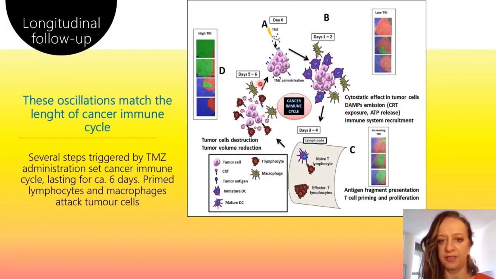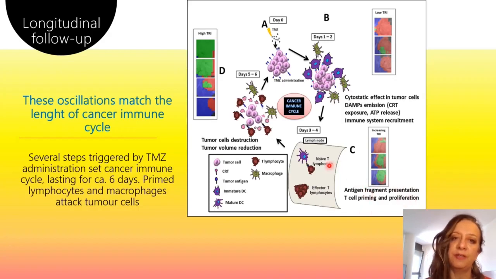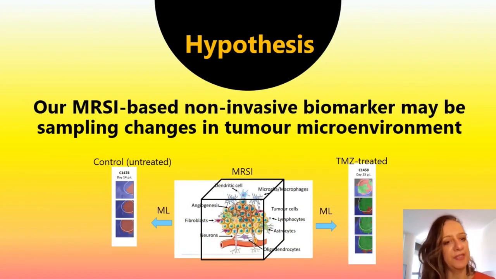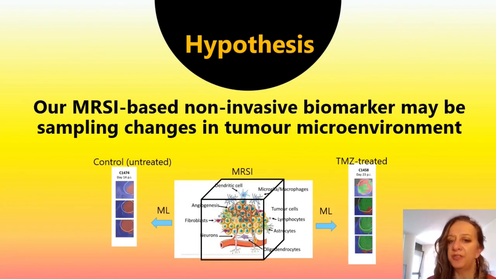less stated here, starting with a therapeutic at day 0, which would produce cell damage and release or exposure of immunogenic signals, which would attract host immune system, antigen fragment presentations followed by T cell priming and proliferation in lymph nodes, and after that those primed T cells would just be trafficked within tumor and kill tumor cells, probably with the help of macrophages. Then our hypothesis is that our MRSI-based biomarker is sampling changes in tumor microenvironment which are related to response to therapy.